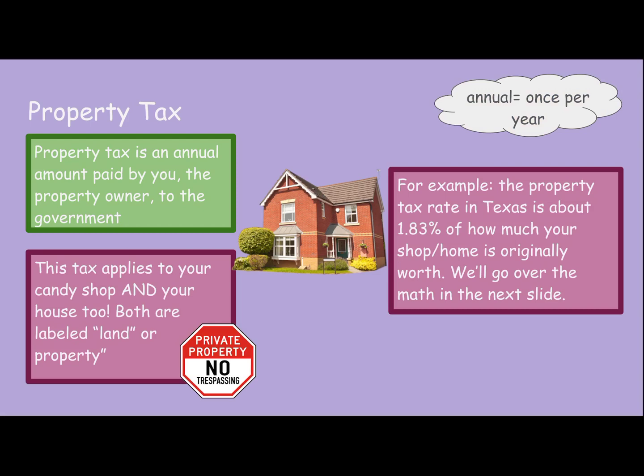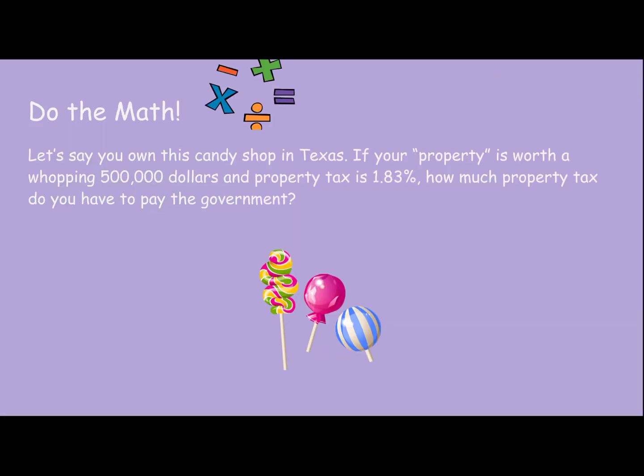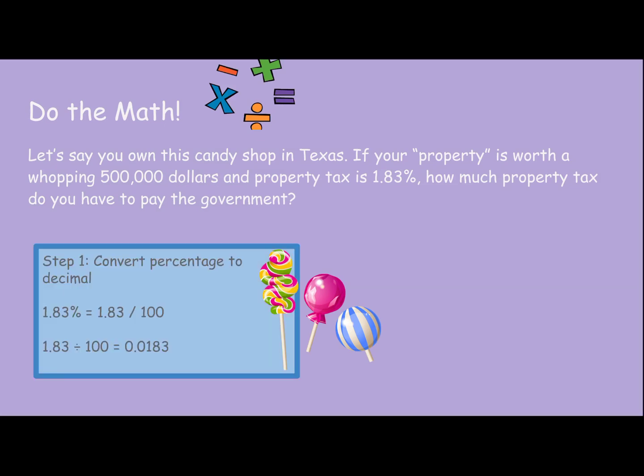So, for example, the property tax rate in Texas is about 1.83% of how much your shop or home is originally worth. And if that's confusing, we'll go over the math in the next slide. So let's say you own this candy shop in Texas. If your property is worth a whopping $500,000 and property tax is 1.83%, how much property tax do you have to pay the government?